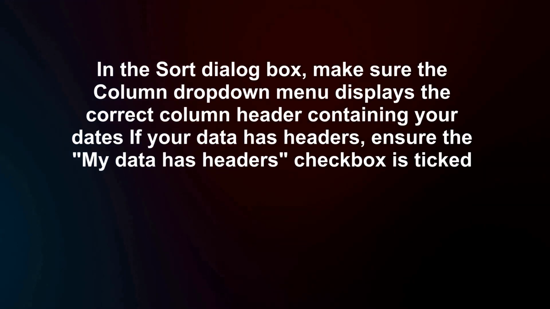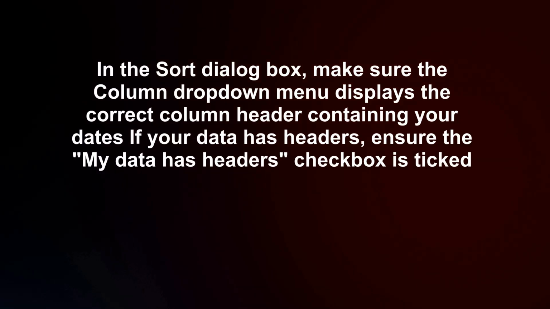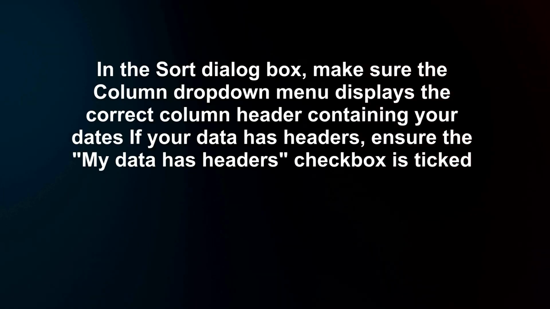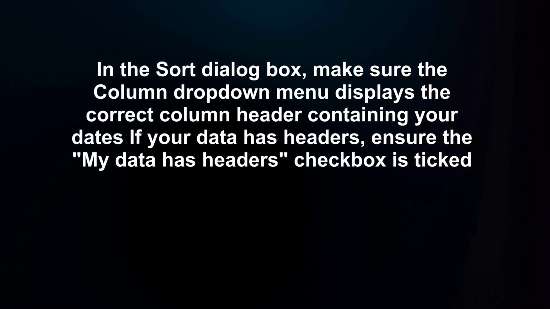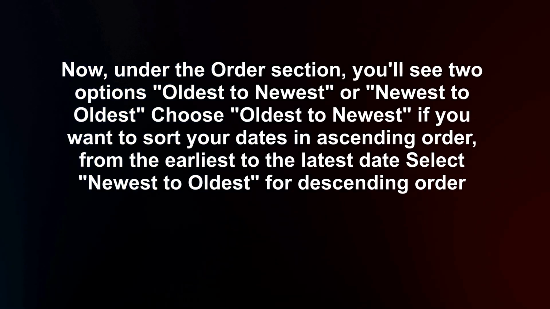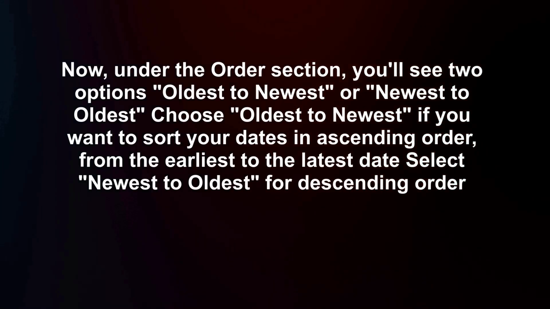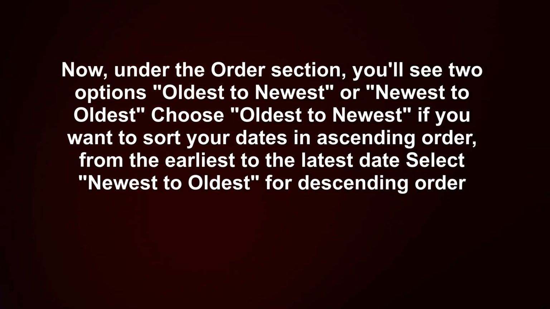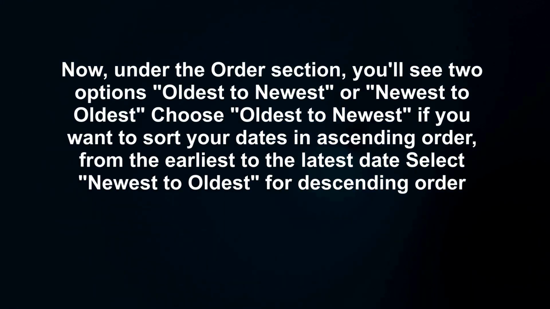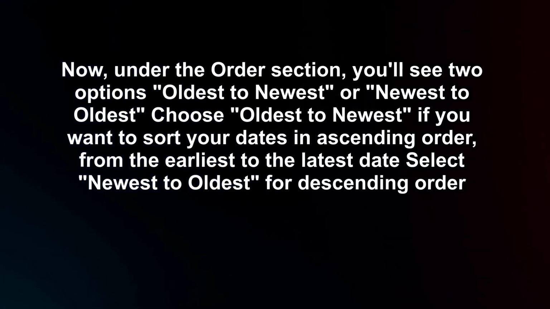In the Sort dialog box, make sure the column drop-down menu displays the correct column header containing your dates. If your data has headers, ensure the My Data Has Headers checkbox is ticked. Now, under the Order section, you'll see two options: oldest to newest or newest to oldest. Choose oldest to newest if you want to sort your dates in ascending order, from the earliest to the latest date. Select newest to oldest for descending order.